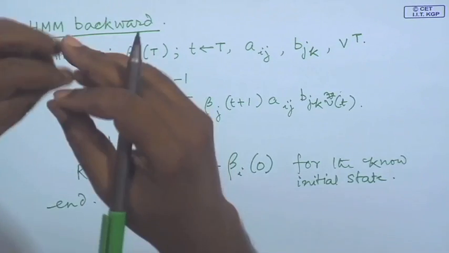So, we can estimate the probability that the machine will be in state, say omega I or omega j, at a time step t after generating the first t number of symbols, or it will be in the same state at time step t and will generate the remaining symbols from the given sequence, by this backward algorithm.